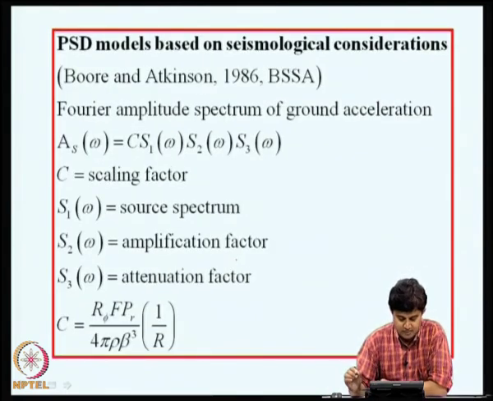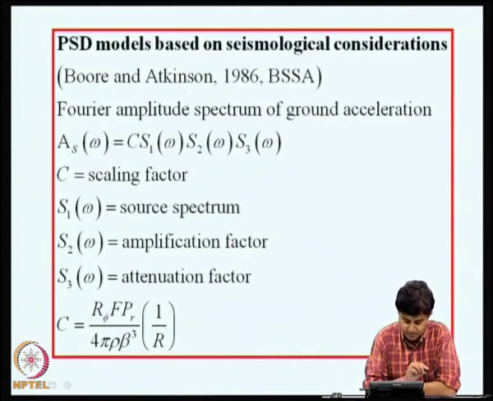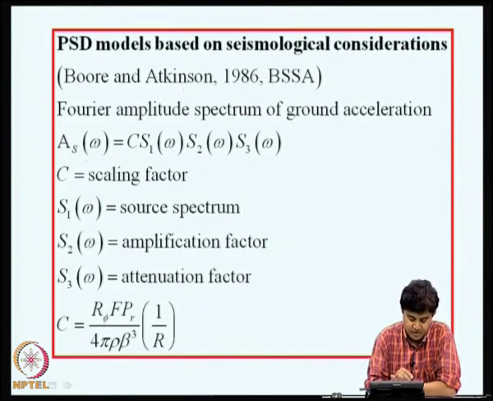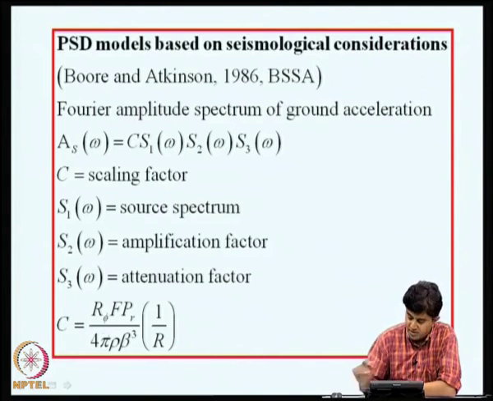So, I would like to just mention, without getting into too many details, one of the power spectral density function models based on seismological considerations, that is proposed by Boore and Atkinson. These authors suggest that the Fourier amplitude spectrum of ground acceleration, denoted as A of omega, can be expressed as a constant C into the product S1 of omega, S2 of omega, S3 of omega. C is a scaling factor, S1 of omega is known as the source spectrum, S2 of omega is the amplification factor, S3 of omega is the attenuation factor. These are the functions that allow for the effect of these quantities. C itself is a function of several variables.